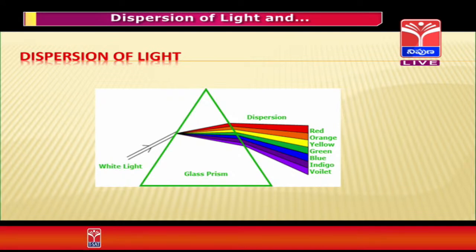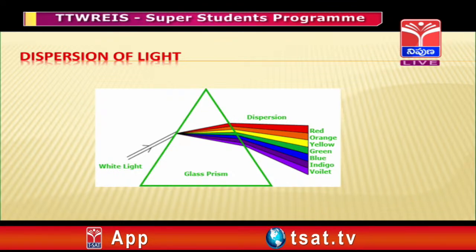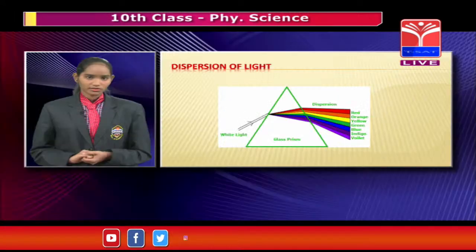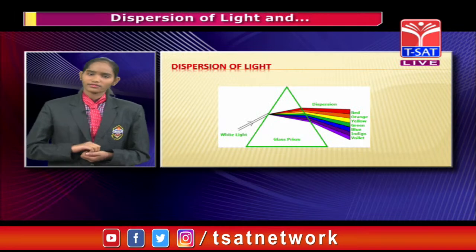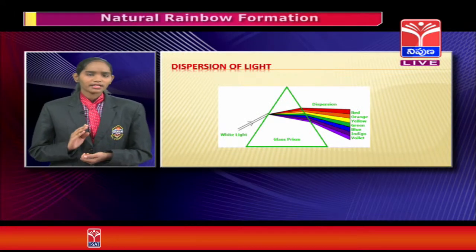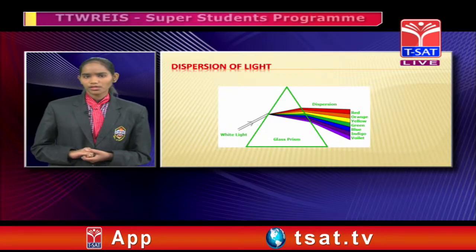What is dispersion? The process of white light splitting into 7 colors is called dispersion, and the pattern of these component colors is called the spectrum of colors. So, here the question arises, why does white light split into 7 colors when it is passing through a prism?